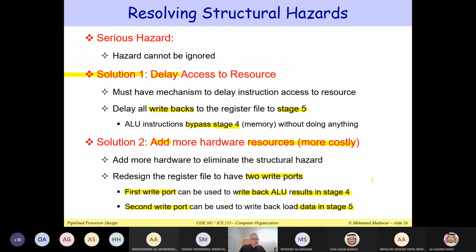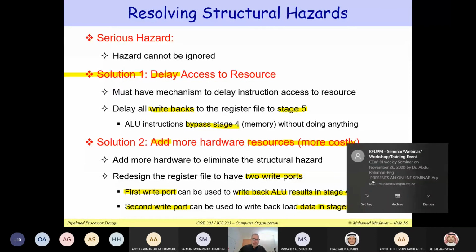If we were fetching 2 instructions, then we need actually more read and write ports for the register file. But here we are only fetching 1 instruction each cycle. So 2 read ports, 1 write port will be sufficient, and there is no need to complicate the implementation of the register file. Right. I talked about this example last time.